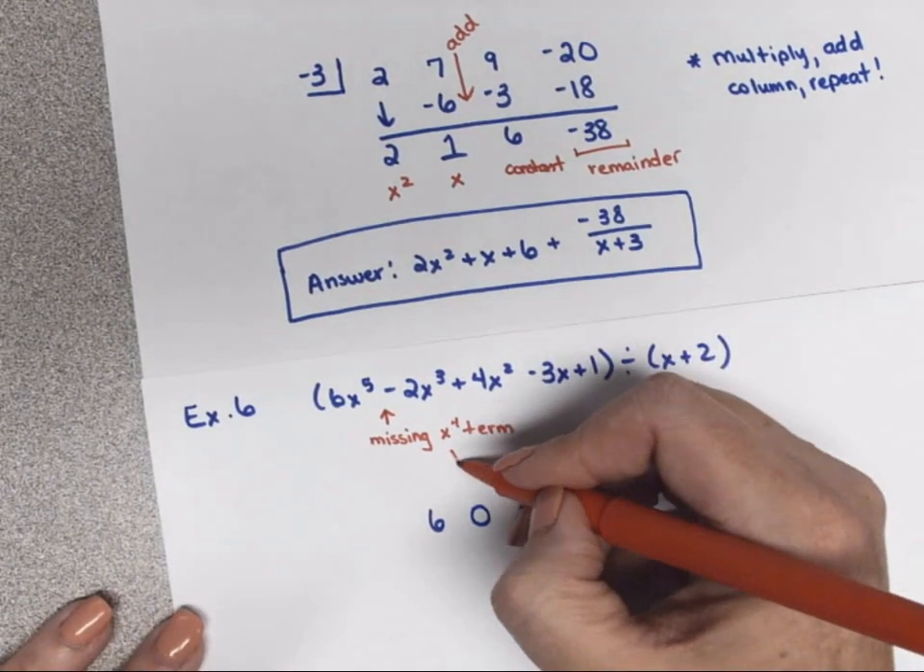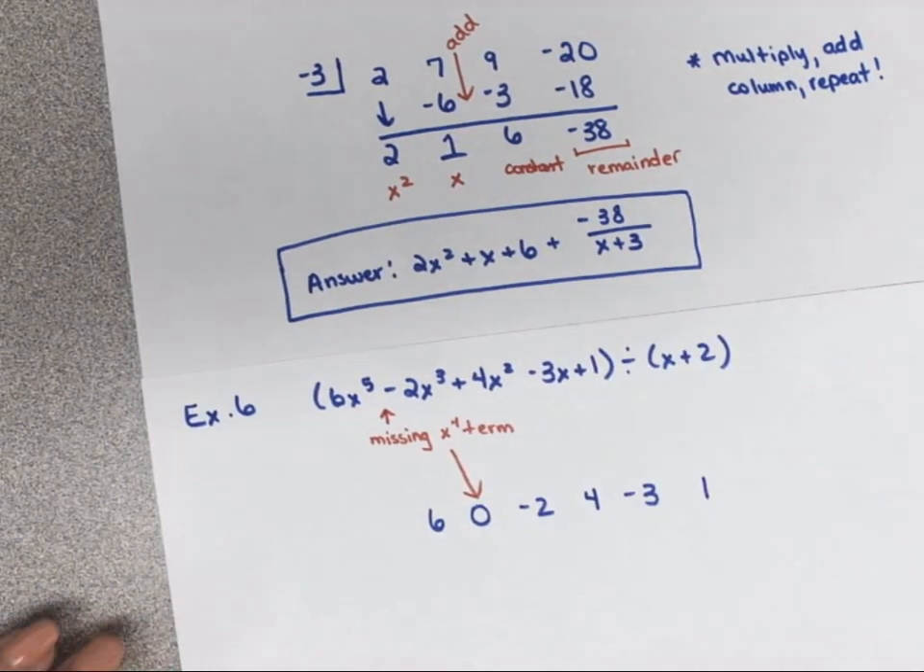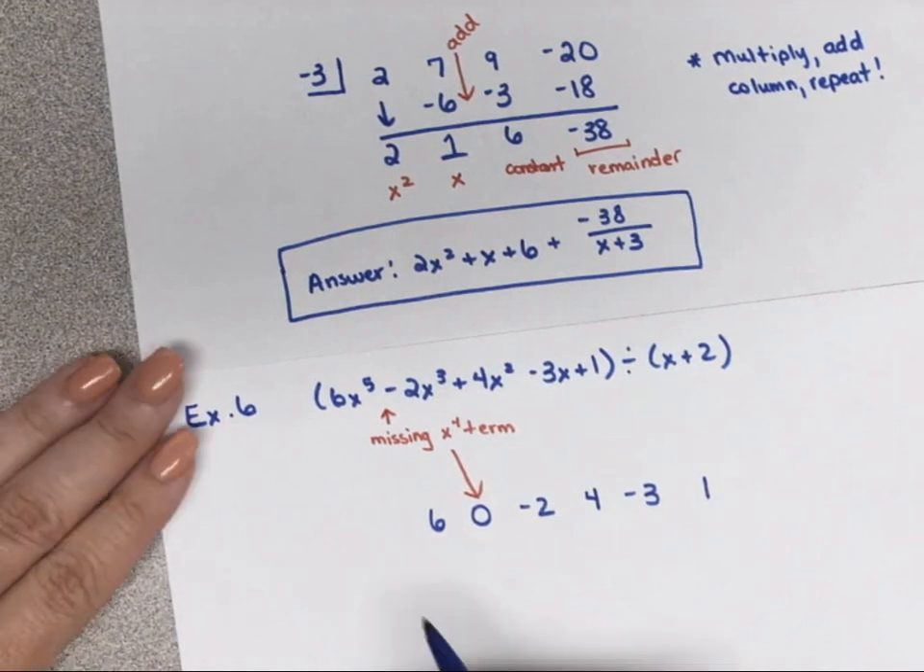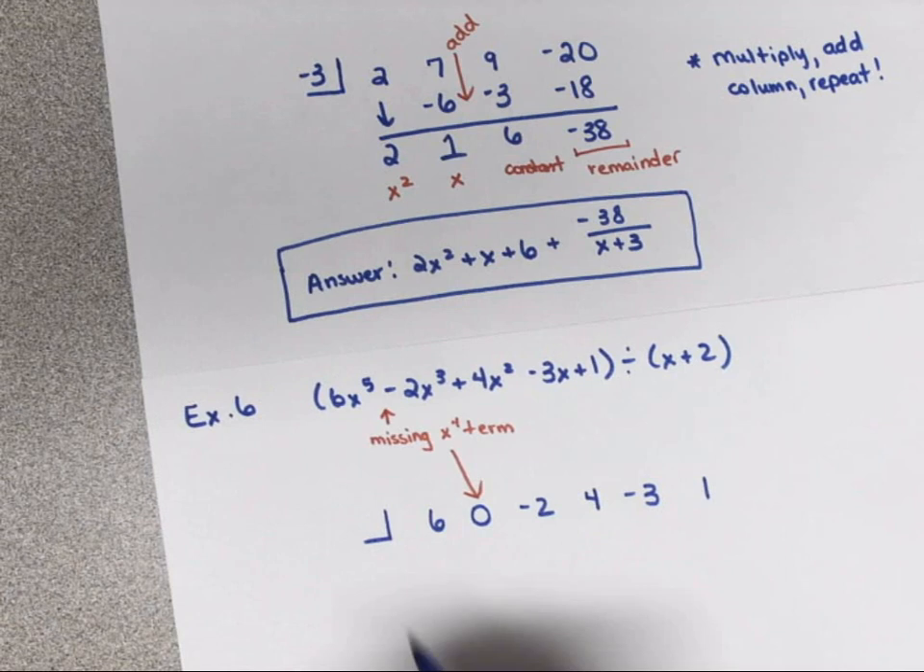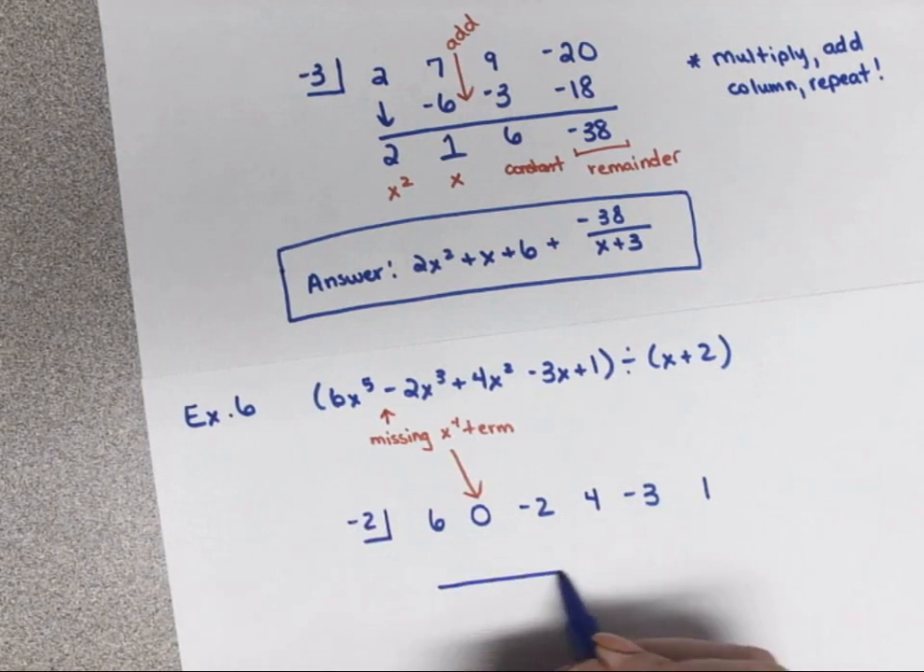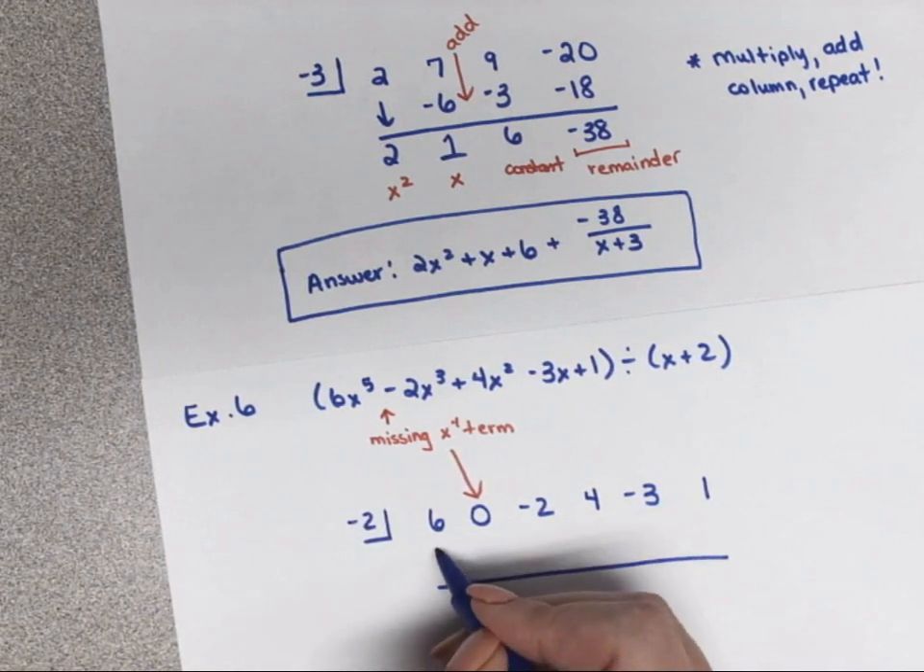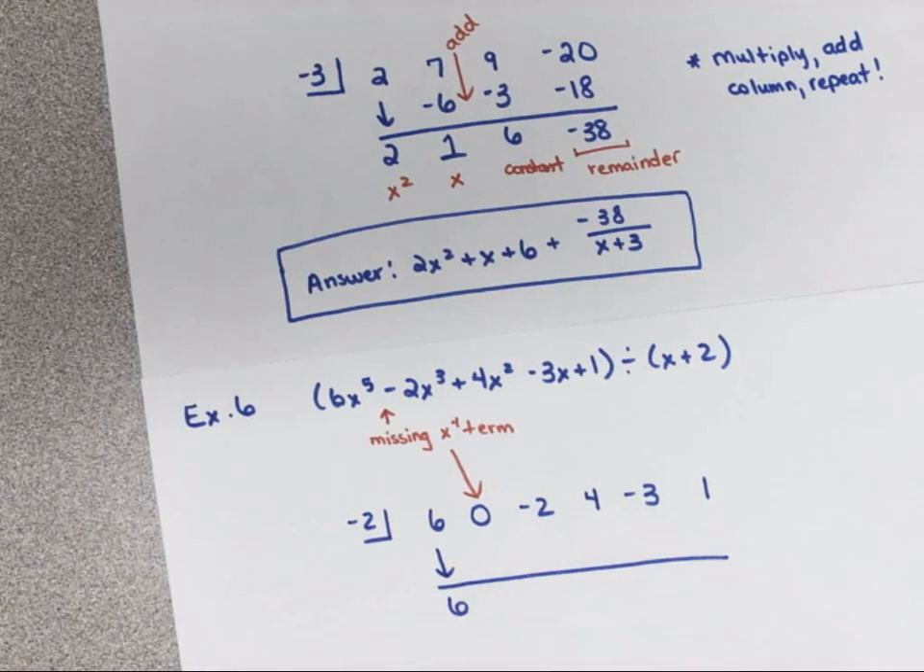Notice that since we were missing the x to the fourth term, we put in that 0. What would go inside the little half box? Not 2, but what? -2. So maybe we can do this process faster. What do we always do with the first number? Always bring the first number down and then start your multiply-add process.